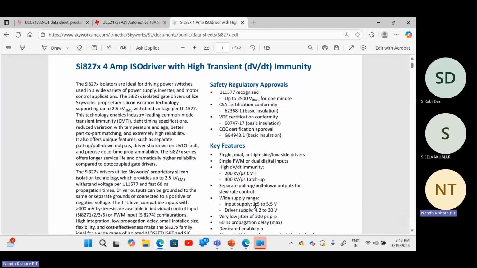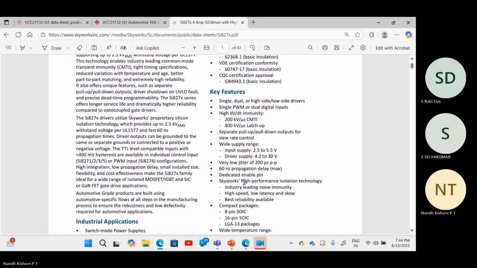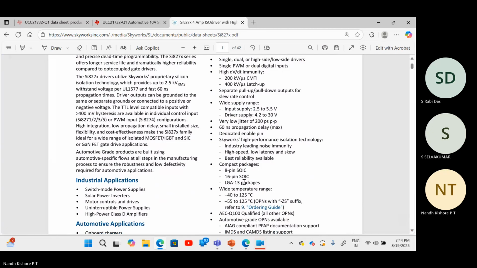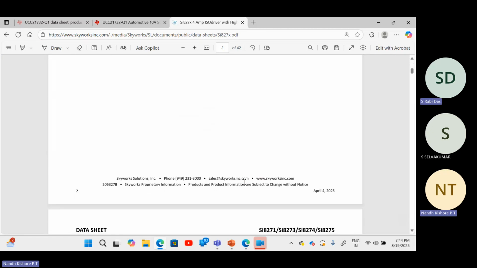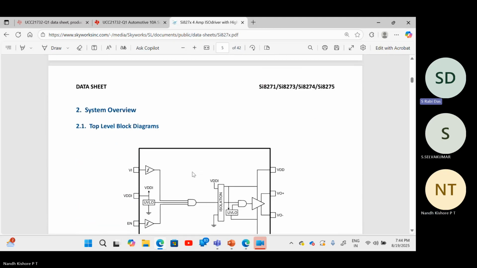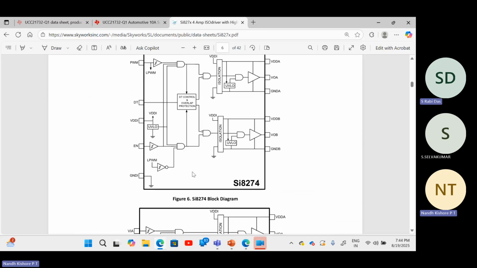The idea is, I think it supports good dV by dt immunity as far as I remember. Yeah, so 200 kilovolts per microsecond it can support. So I think this is good enough, right? And what about the peak current that it can drive? I forgot the exact number. Peak current, I think it can support up to 4 amperes or something, if I remember right. Current requirement is not that much. 2 amps also is fine actually. With this it will be okay. Okay, so current requirement, then I think you can use it. But this switching frequency, I am doubting actually.